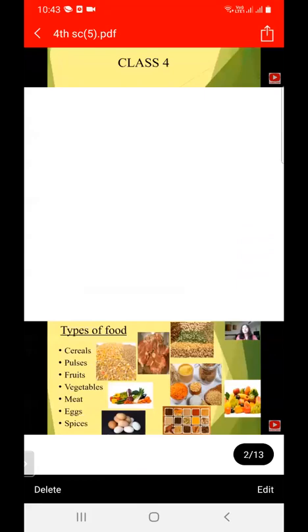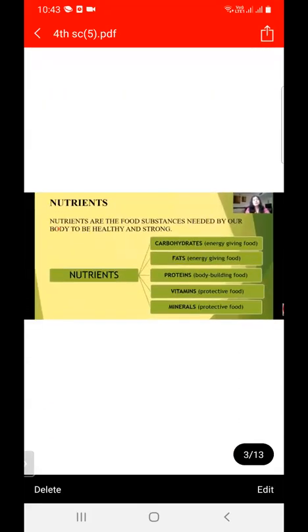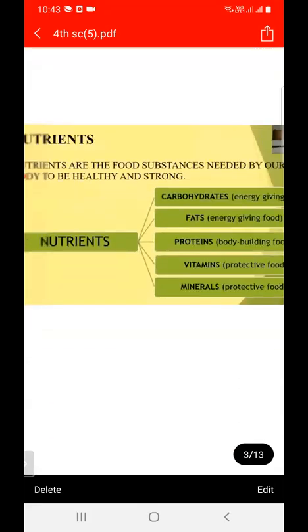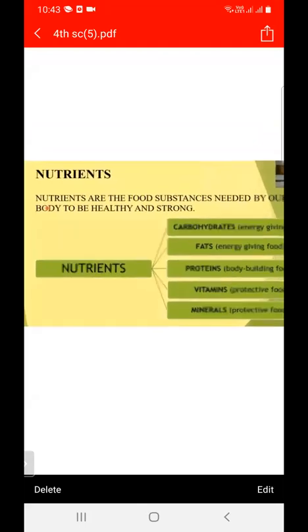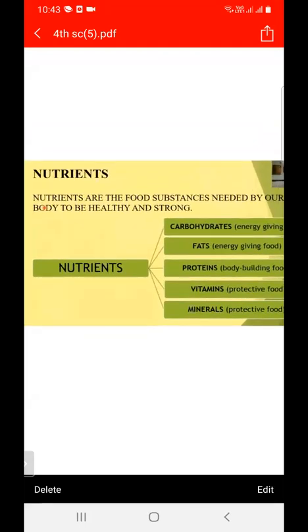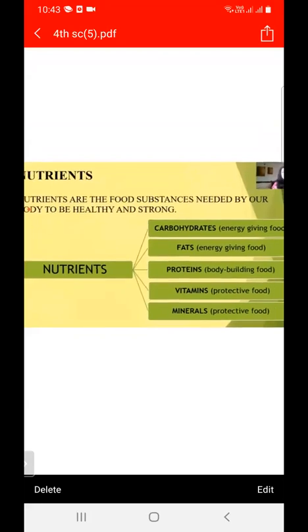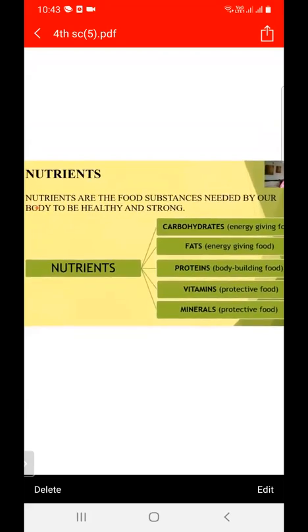So what do you mean by nutrients? What is the definition of nutrient? Nutrients are the food substances needed by our body to be healthy and strong.